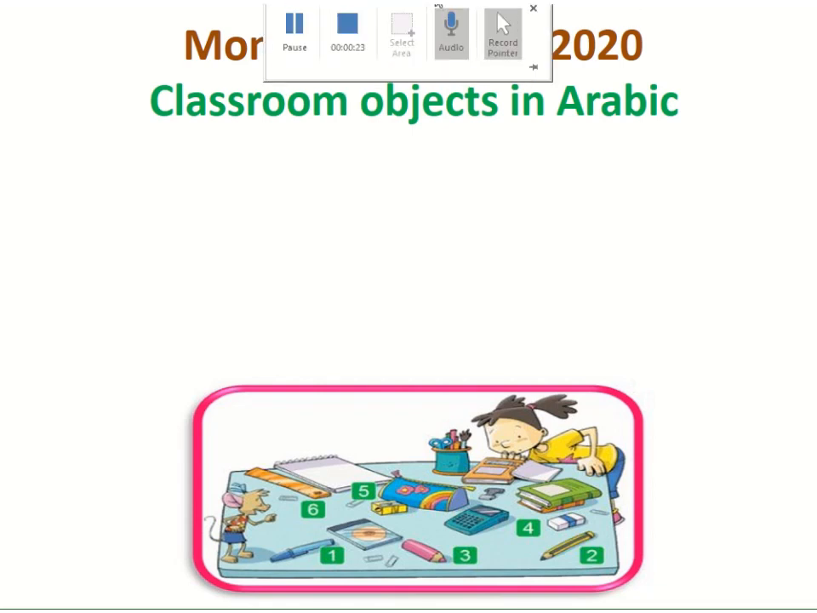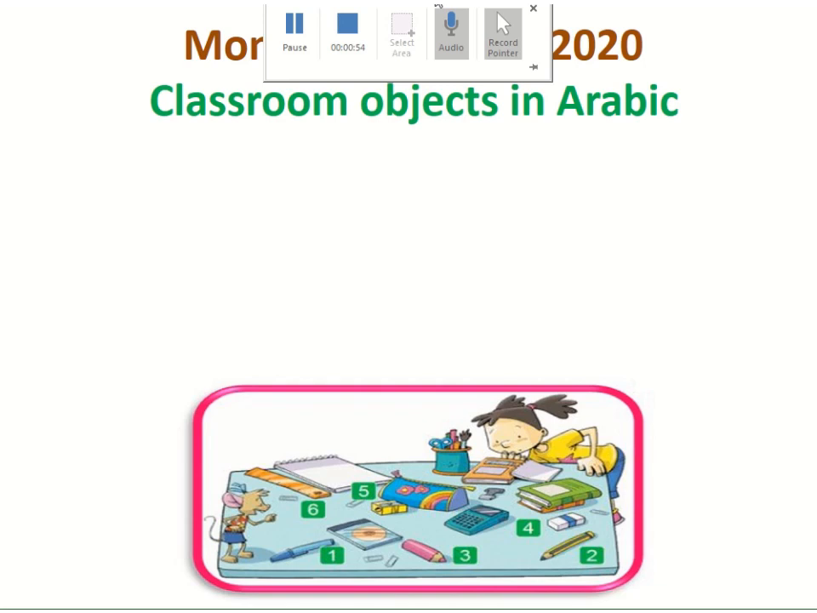Last week we said lahm, it means meat, dajaj, chicken, samak, fish, ruz, rice, salata, salad, cake is the same, pizza, sandwich, which is similar, asir, juice, shay, tea, qahwa, coffee, and ma, it means water.